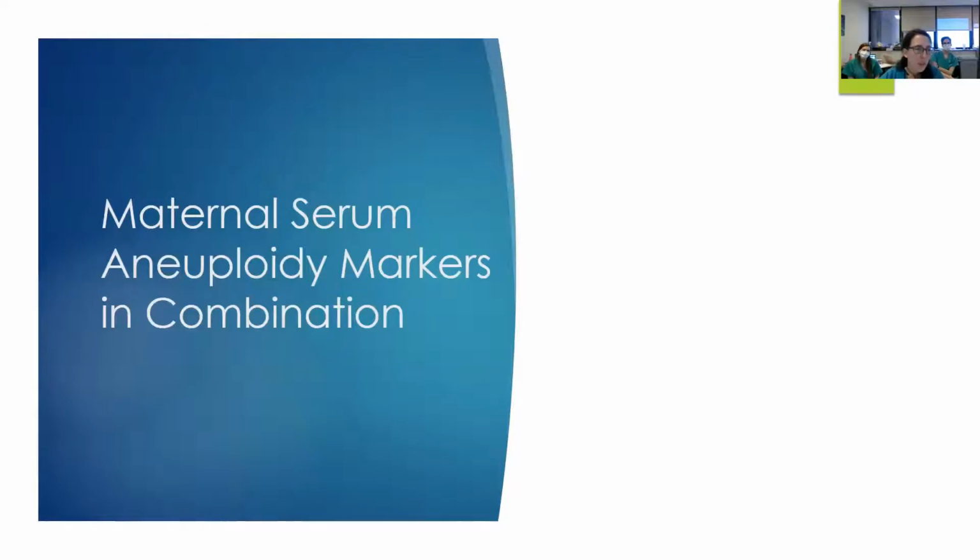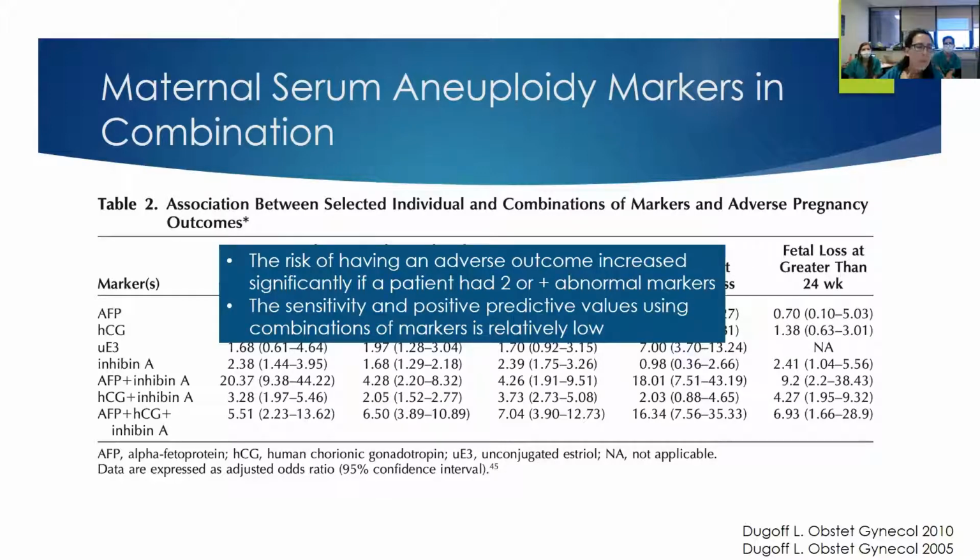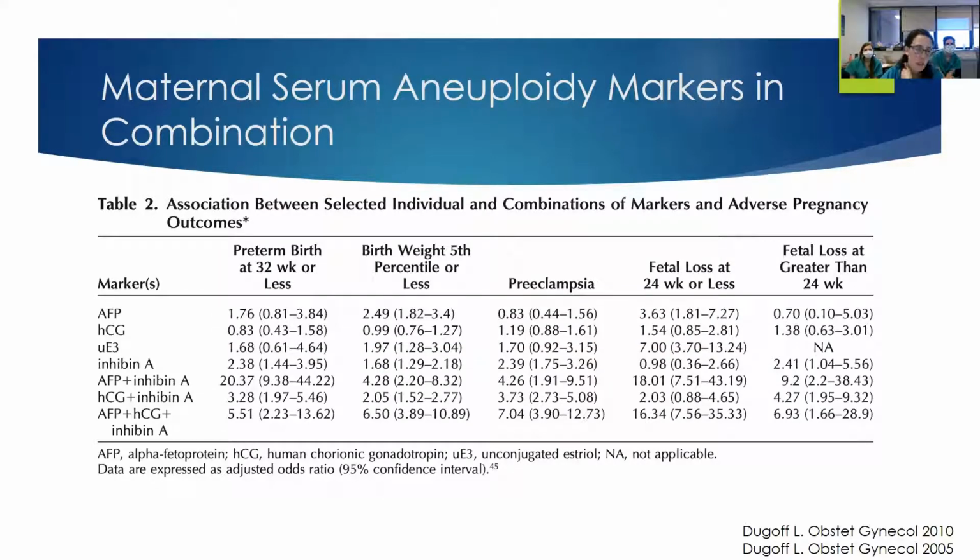Now, maternal serum aneuploidy markers in combination. So many studies have also evaluated if combining them would improve the performance of these serum markers. As you can see here, we have the outcomes, and here the individual markers, and here the markers in combination. So the risk of having an adverse outcome increased significantly if a patient has 2 or more abnormal markers. So as you can see here, the odds ratios start increasing when you combine the markers for all of these outcomes that you can see here.